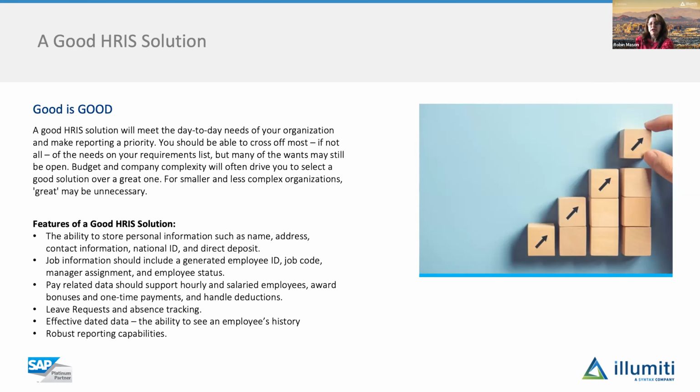So when we think of the characteristics of a good HRIS system, it will meet the complexity and needs of your organization on a day-to-day basis. It will have good reporting capabilities to get usable and useful information out of the system. And it should address some of your wants and most of your needs, and also fit within your budget. Some of the features that you can expect from a good system are the ability to store all of your relevant personal, job, and pay-related information about your employees. And it should be able to handle leave requests and basic absence tracking.